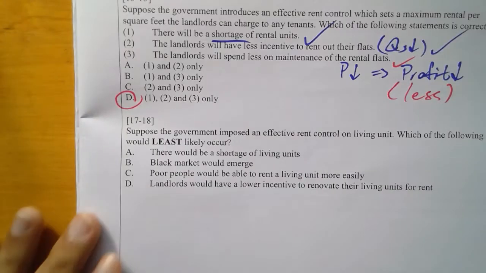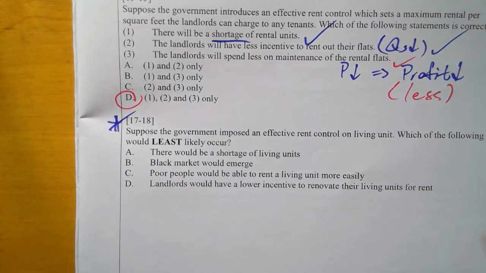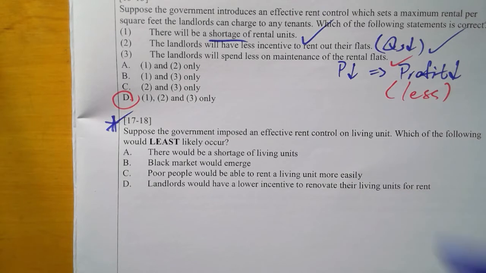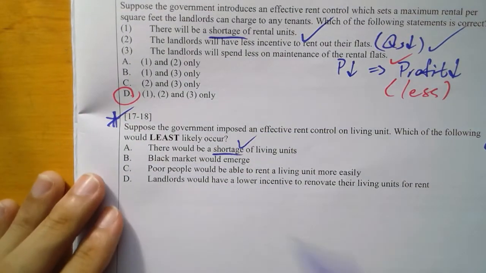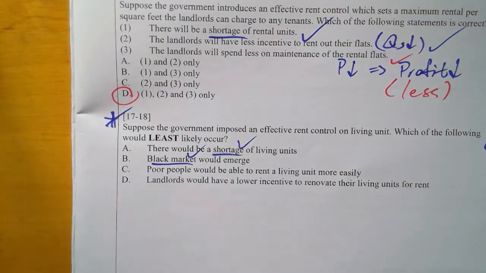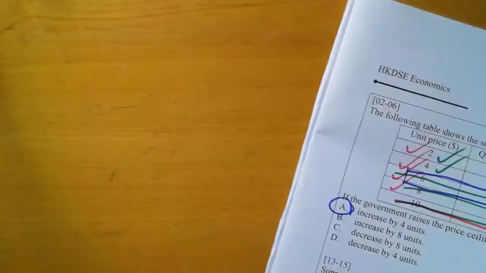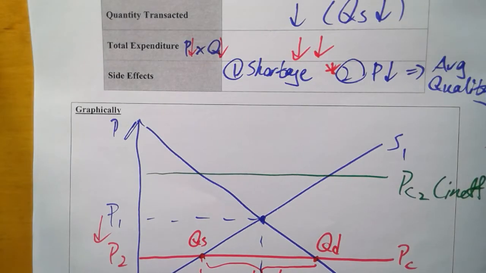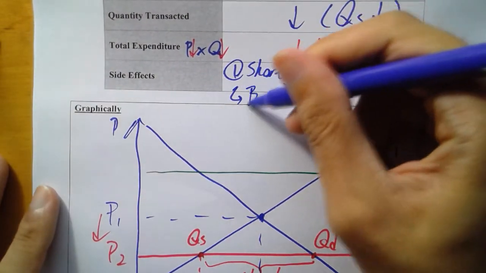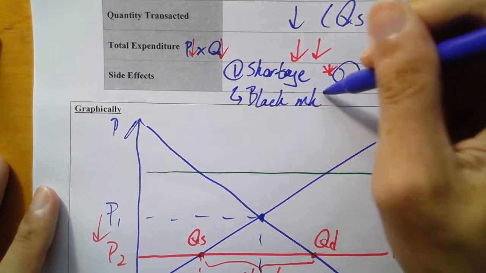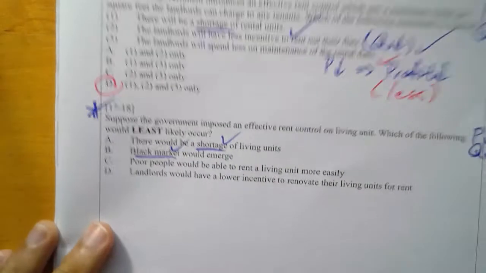Okay. Now this one, a very funny question, a very important and funny question. Again, effective rent control. P decreases, Q decreases. Which one is least likely? The shortage, of course, it would happen, right? Black market, yes, it would happen. Now remember, when we talk about shortage, someone will not obey. So when we have shortage, someone is bound to do something we call black market, under the table, right? Black market will emerge.